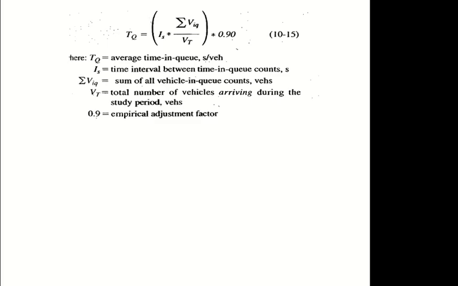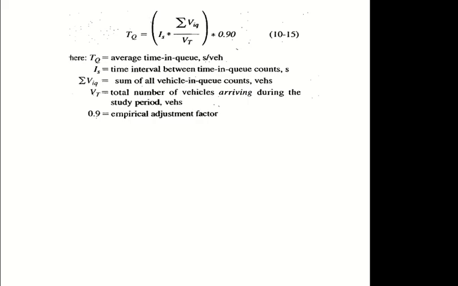This equation which you see here is called time in queue delay, TQ. So what do we need to calculate TQ? We need the interval you gave to the first observer for counting the number of vehicles in the queue. The short interval in seconds, not the total time. The one which was an integral divisor of the cycle length, between 10 and 20 seconds. So that value is Is.